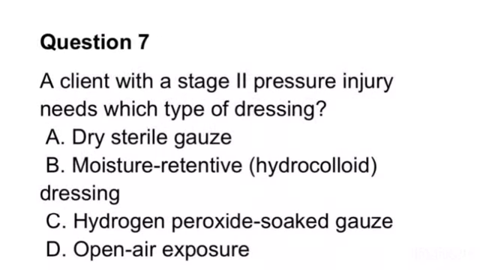Question 7. A client with a stage 2 pressure injury needs which type of dressing? A. Dry sterile gauze. B. Moisture retentive, hydrocolloid dressing. C. Hydrogen peroxide soaked gauze. D. Open air exposure. Answer: B.